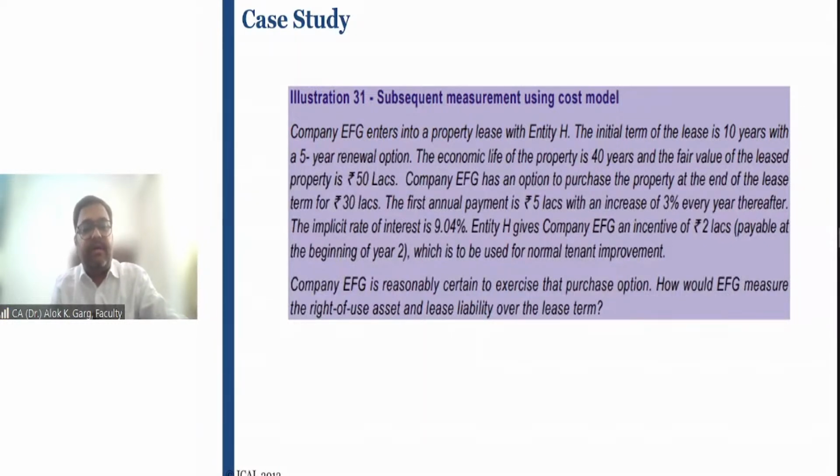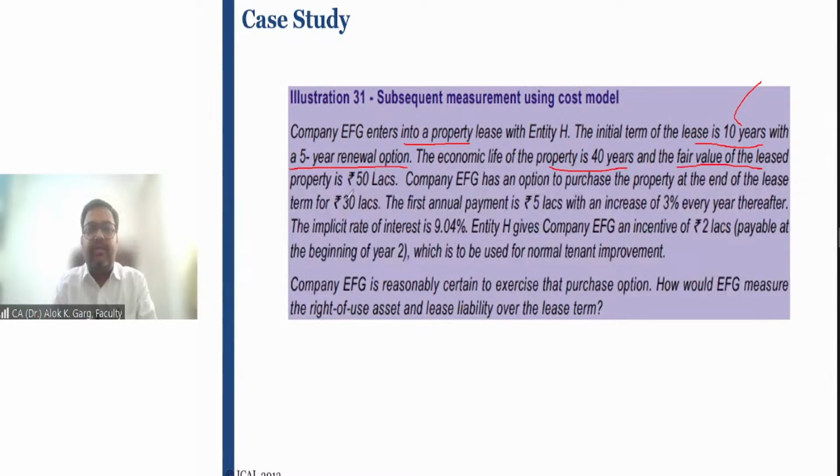Company EFG enters into a property lease with entity H. The initial term of the lease was 10 years with a 5-year renewal option. The lease term was 10 years, but the renewal option was there, which was 5 years. The economic life of the property is 40 years. The life is too much. It is 40 years, but the lease term is 10 years with a renewal option of 5 years.